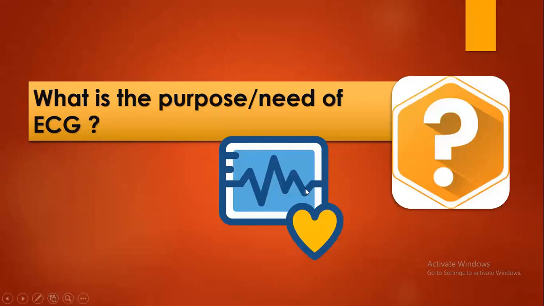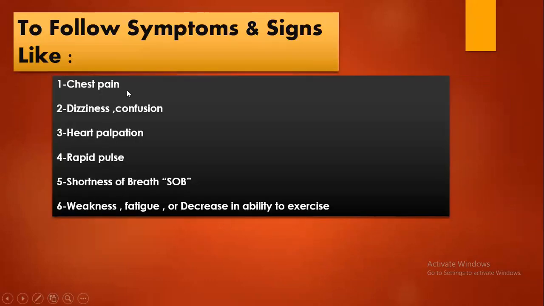To follow symptoms and signs, for example, we have chest pain, a patient complaining of chest pain, or dizziness, confusion, heart palpitation, rapid pulse, cough or shortness of breath, weakness, fatigue, a patient complaining of inability or decreased ability to exercise. These symptoms are not always considered an ECG need. Sometimes we do not do ECG for these symptoms.